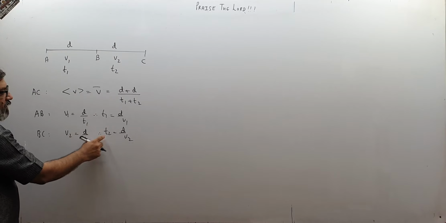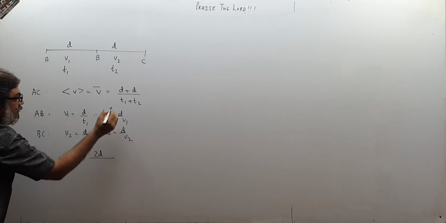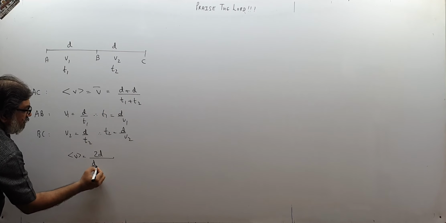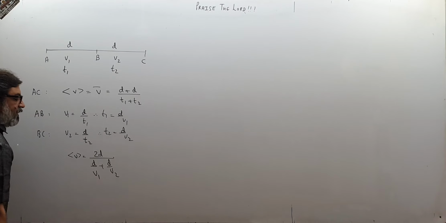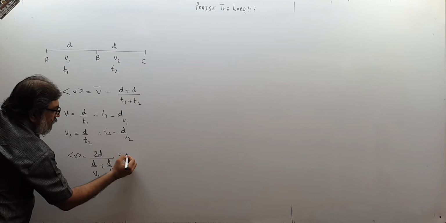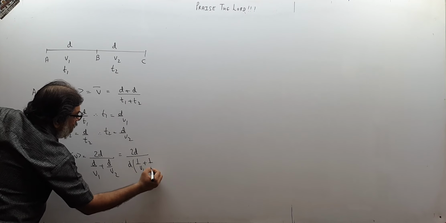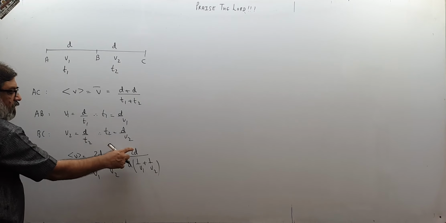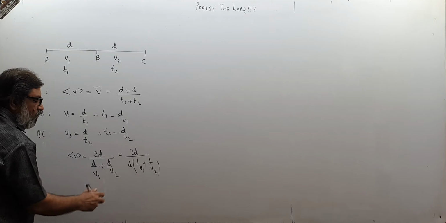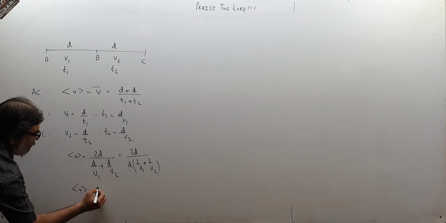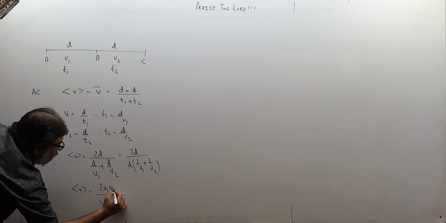Let us put the values of T1 and T2 over here. So average speed will be 2D upon D upon V1 plus D upon V2. Like this we did. So this becomes 2D upon D common, 1 upon V1 plus 1 upon V2. D and D cancel out. Here V1, V2 will be the LCM. So V1, V2 can go up. So the final formula will be 2V1 V2 upon V1 plus V2.